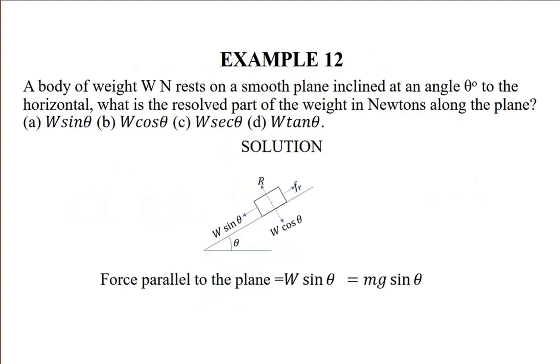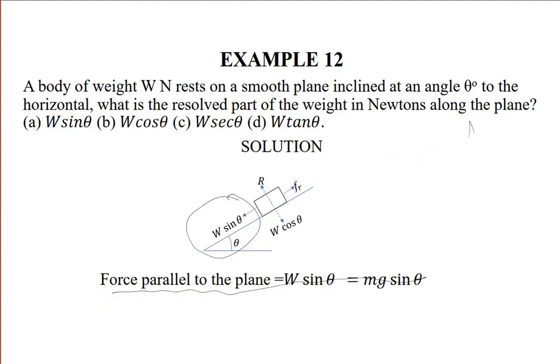Now, let's look at a few examples. A body of weight W Newton rests on a smooth plane inclined at angle theta to the horizontal. What is the resolved part of the weight in Newton along the plane? The resolved part of the weight in Newton along the plane is always mg sin theta. mg sin theta is the resolved part of the weight along the plane.